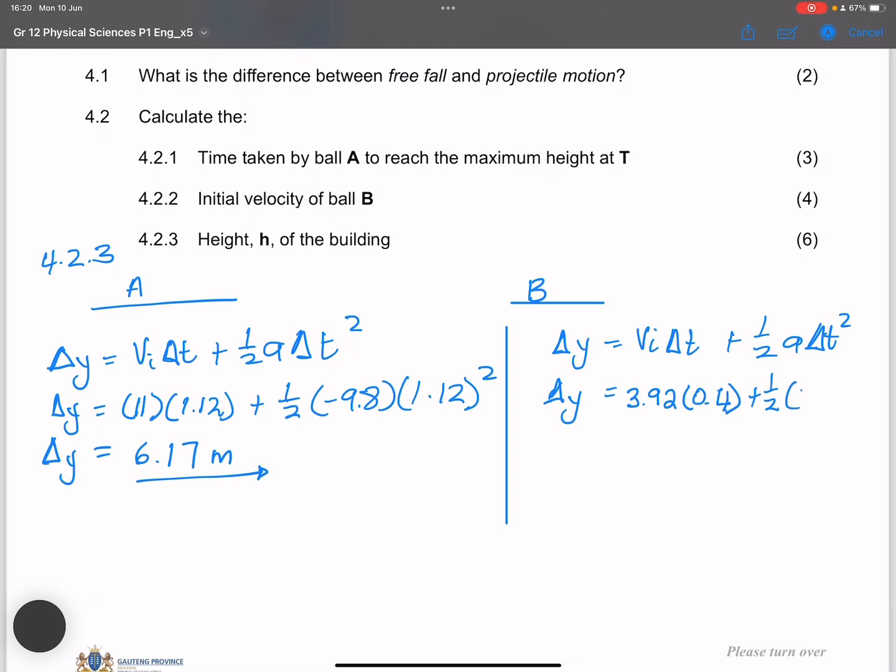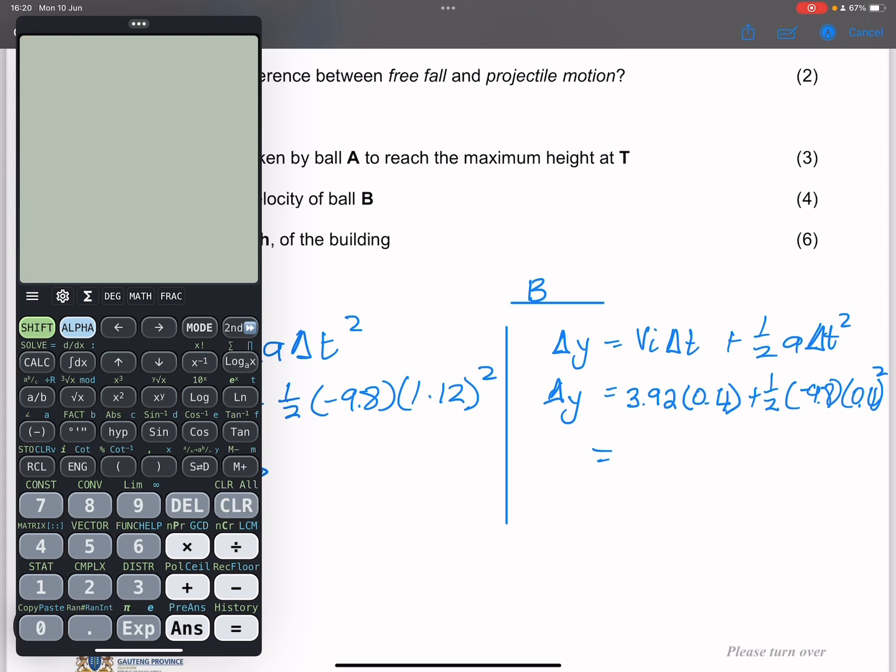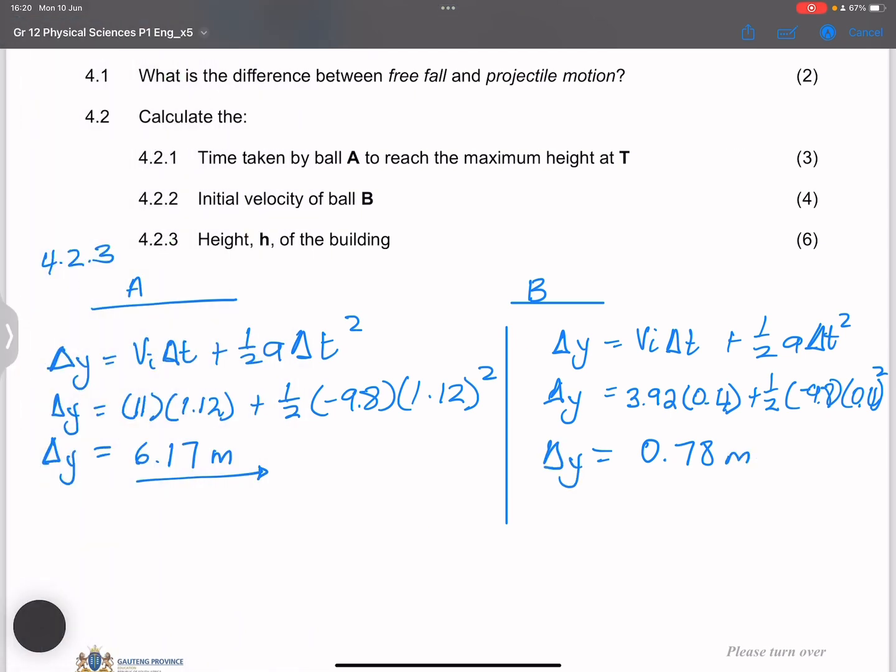That's negative 9.8 times 0.4 squared. Right, so now again, I'm going to do the same thing. So that's 3.92 times 0.4, minus 0.5 times 9.8 times 0.4 squared. Okay, I hope that you are checking against your own calculations there. So delta y for B, so this is for A, this is for B, right?